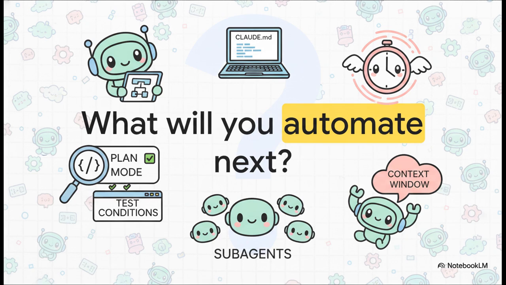So by utilizing plan mode, automating your verification with test conditions, aggressively managing that context window, configuring a really tight CLAUDE.md file, and fanning out tasks to subagents, you aren't just writing code anymore. You're basically orchestrating an entire AI development team. We are truly entering this wild new era of personalized custom software. So I guess the only question left for you to answer is, what are you going to automate next? Get into your terminal and start building.